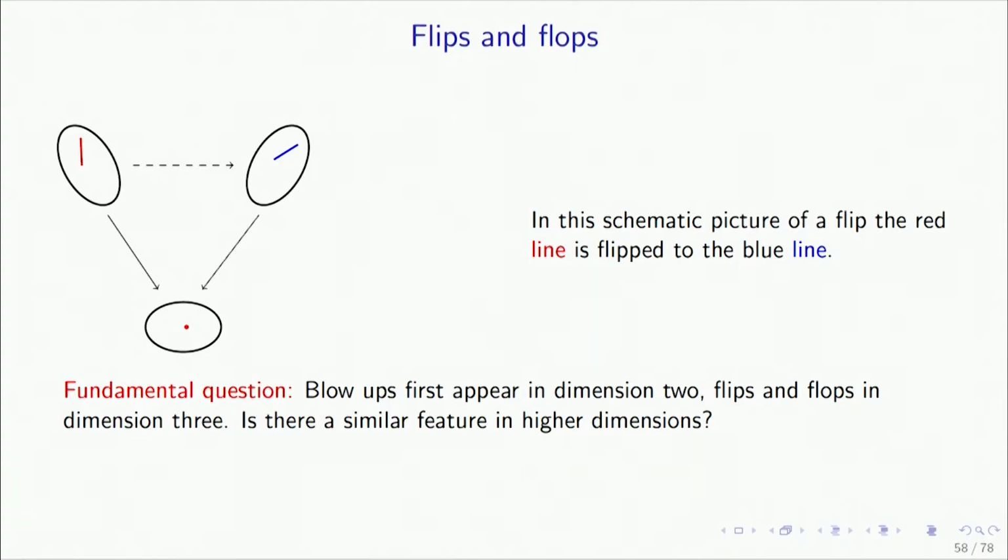Here is a question that I've always been interested in. As we're going along, I think this is going to get more and more abstract. Blowups first appear in dimension 2, flips and flops in dimension 3. I always wonder if there's more to this story. Is there something new that only appears in dimension 4 or maybe dimension 5? If so, nobody's discovered it yet.